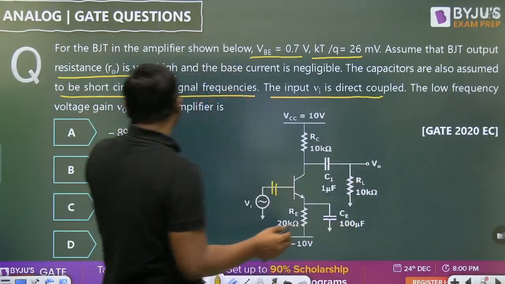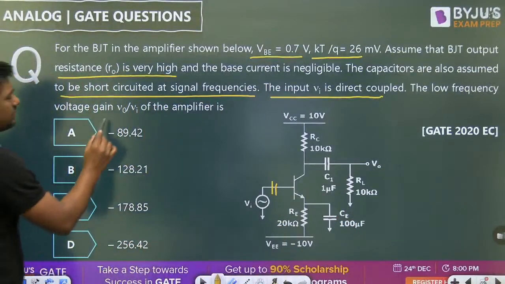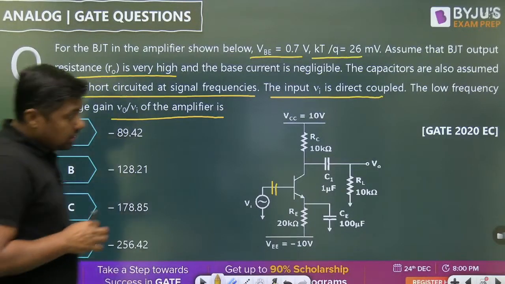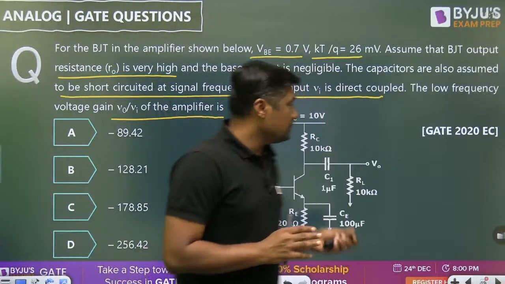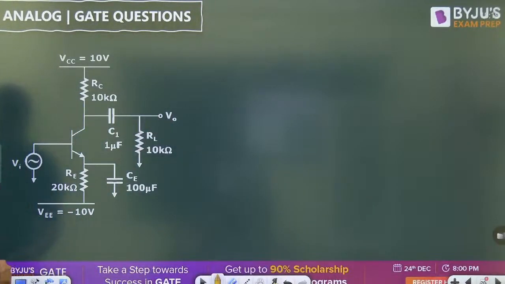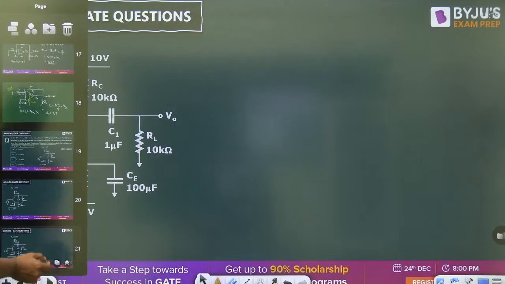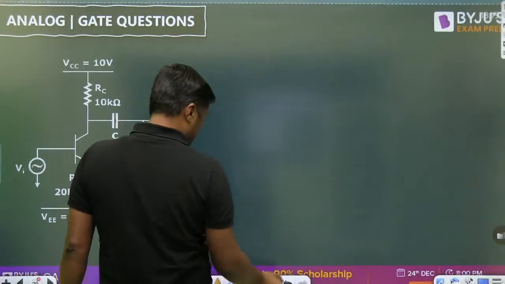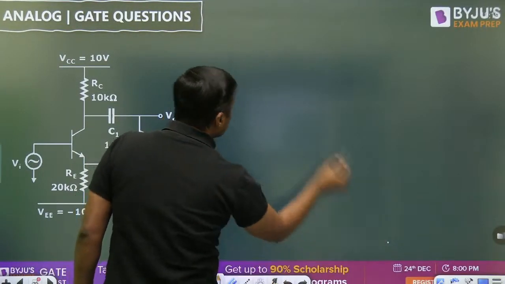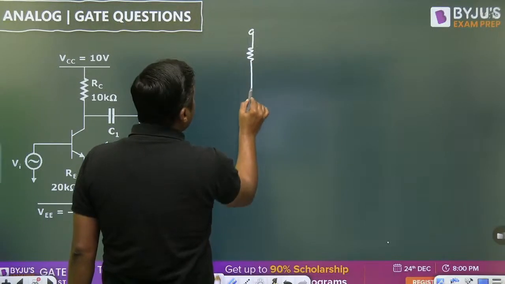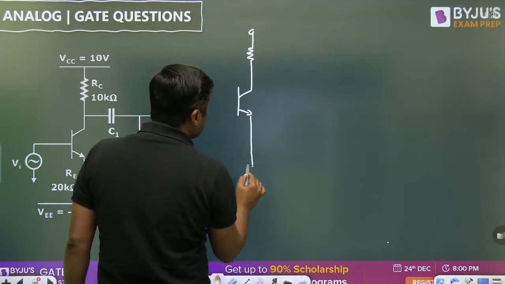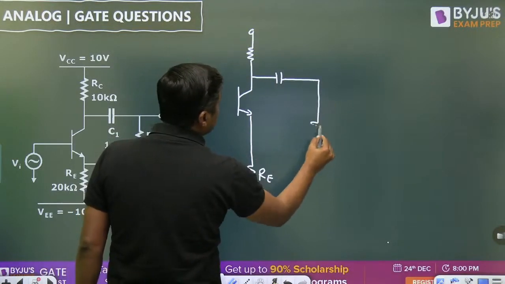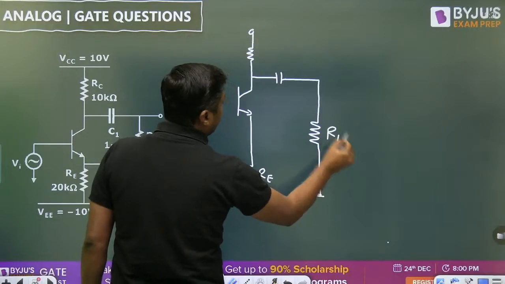The low frequency voltage gain V0 by Vi of the amplifier is asked. Simple voltage gain is asked in this question. Now, remember one thing. For this diagram, this is a standard diagram for this one. Suppose this is the case.